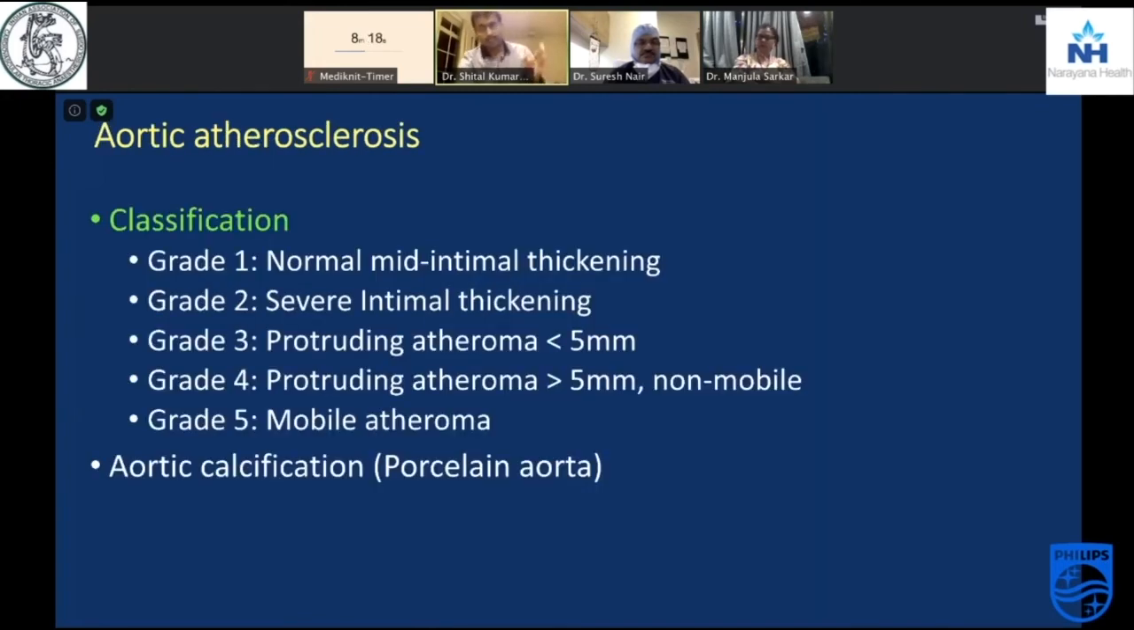Moving on to the next pathology of the aorta, atherosclerosis, which is quite common. It's more common in the elderly, those with high cholesterol or hypertension, and more commonly seen in the descending thoracic aorta. There are 5 grades of classification, starting from normal, thickening, severe thickening, protruding atheroma less than 5 millimeter, more than 5 millimeter, and motile atheroma. We can add another point to this, the porcelain aorta.